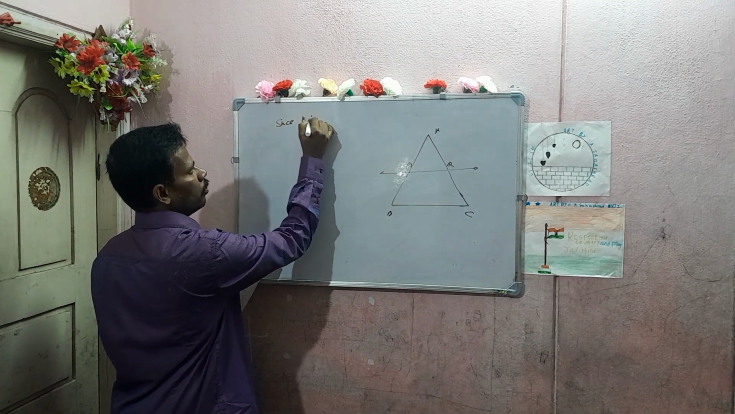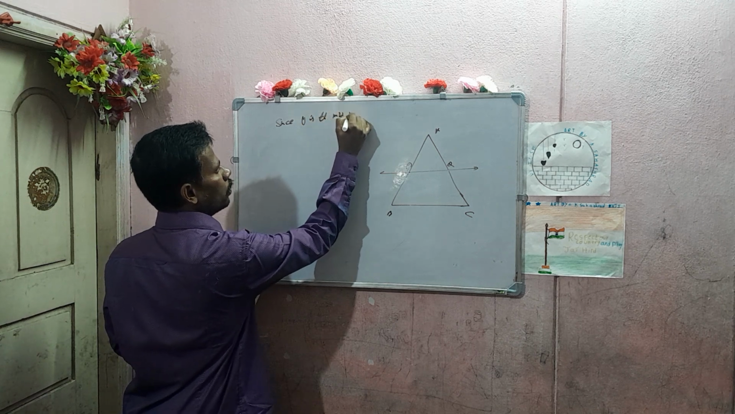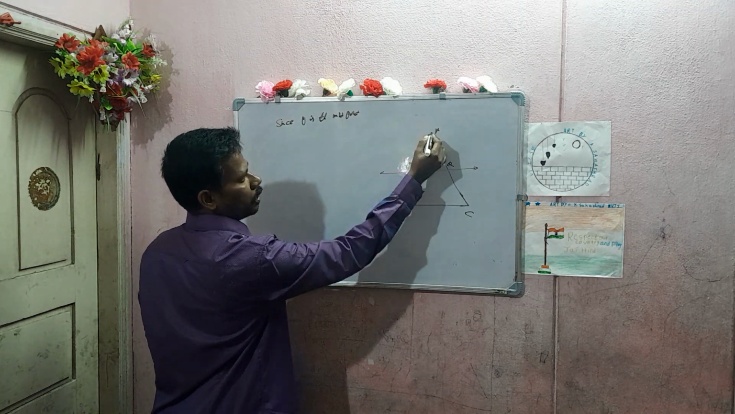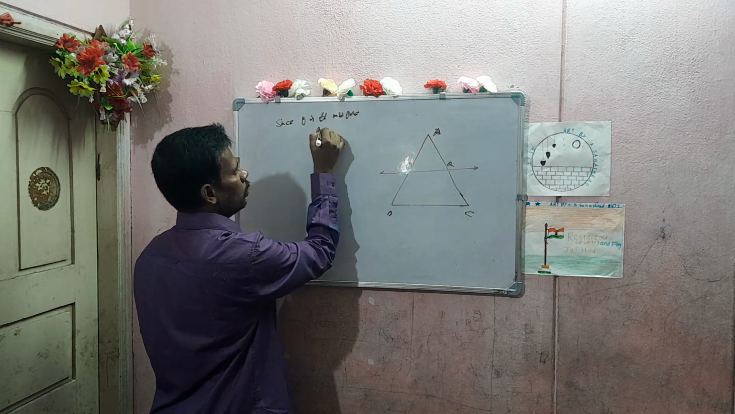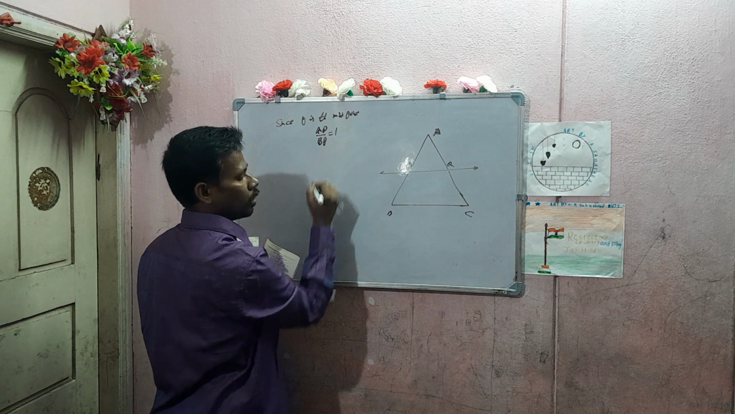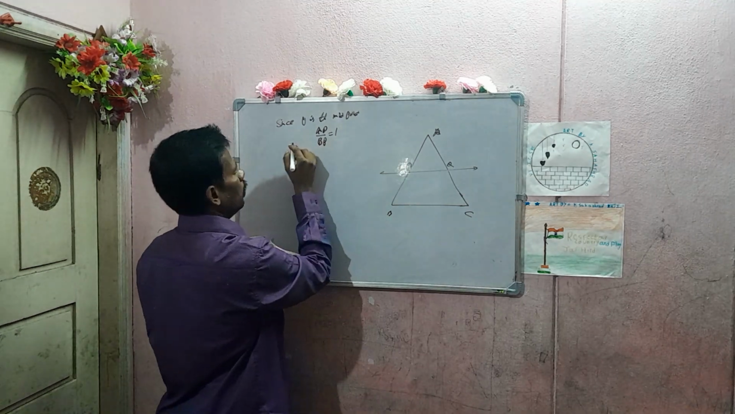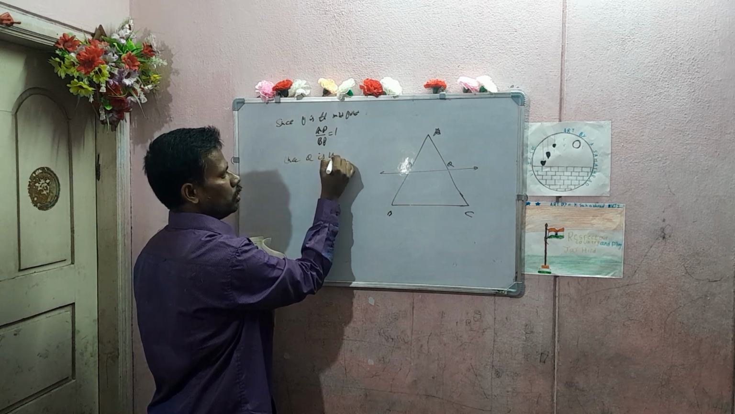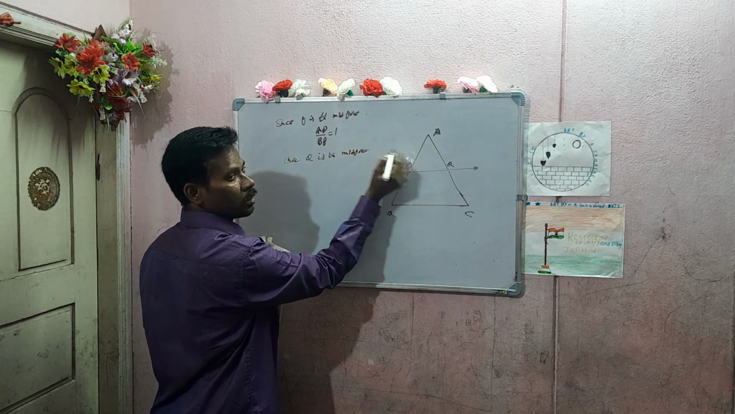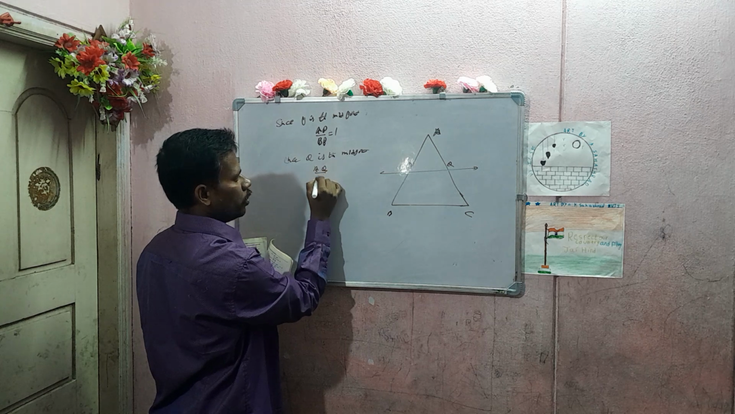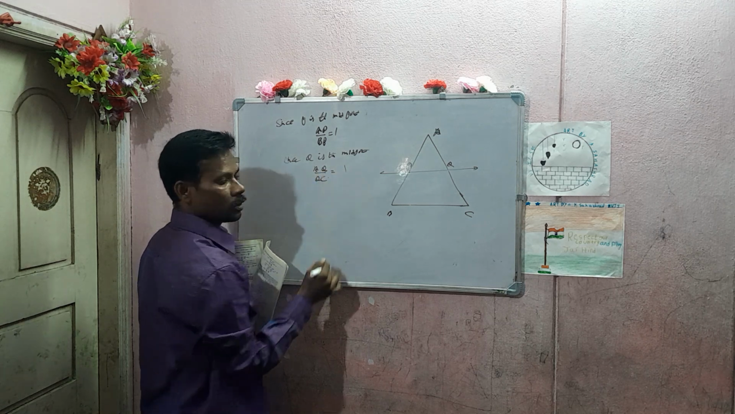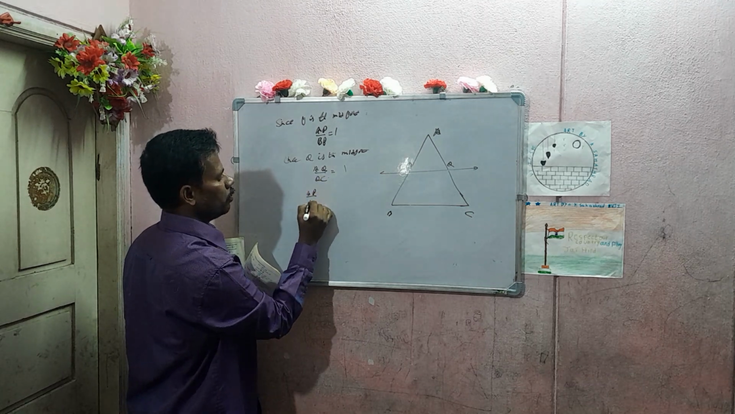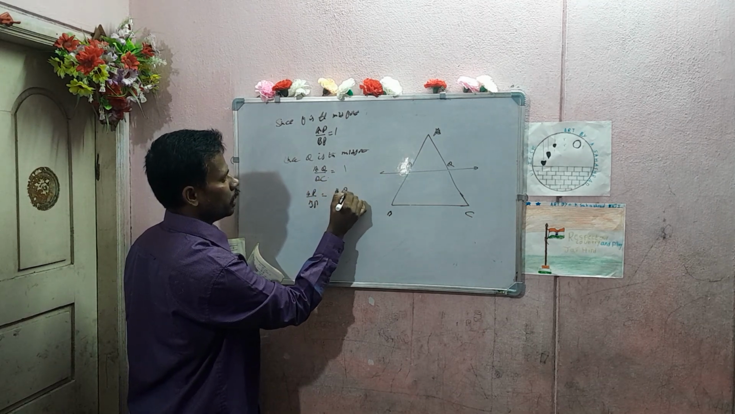Since P is the midpoint, what can you say about that ratio? AP by BP is equal to 1. Since Q is the midpoint, AQ by QC is equal to what? 1. Therefore, AP by BP is equal to AQ by QC.